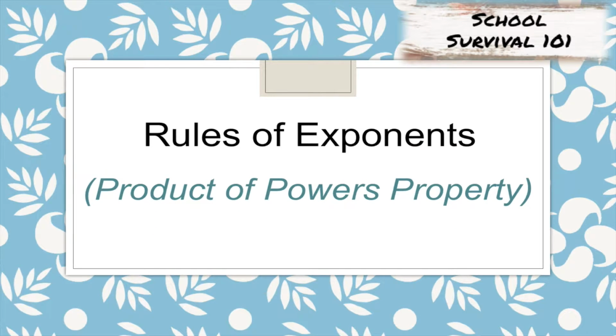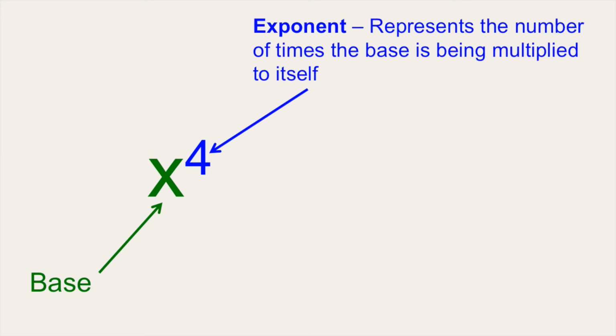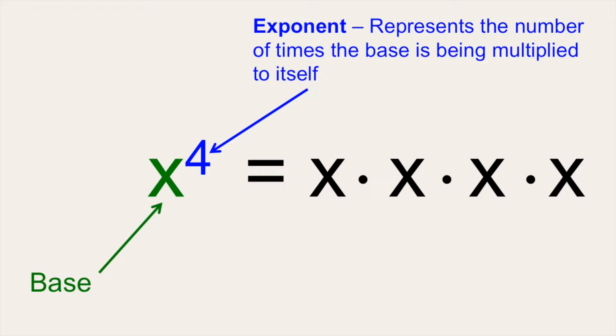In this video, we're going to be teaching you rules of exponents, in particular, the product of powers property. So starting with an example of x to the 4, the larger number is called the base. So for this example, x would be the base, and the smaller number in the corner is called the exponent, which represents the number of times that the base is being multiplied to itself. So x to the 4 can be rewritten as x multiplied to itself 4 times. X to the 4, the base to the exponent together, is called a power.